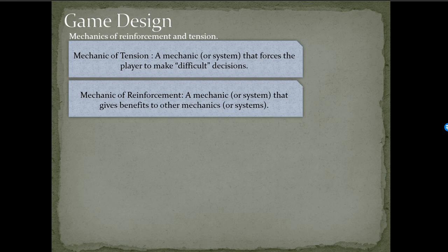And then we have the mechanic of reinforcement, a mechanic or system that gives benefits to other mechanics or systems. Basically, it's not fundamental on its own, but it's reinforcing something else. So an example of that is if you have a health system, then a potion mechanic where you can drink a potion to gain back health would be a reinforcement mechanic. So it calls back to that system.